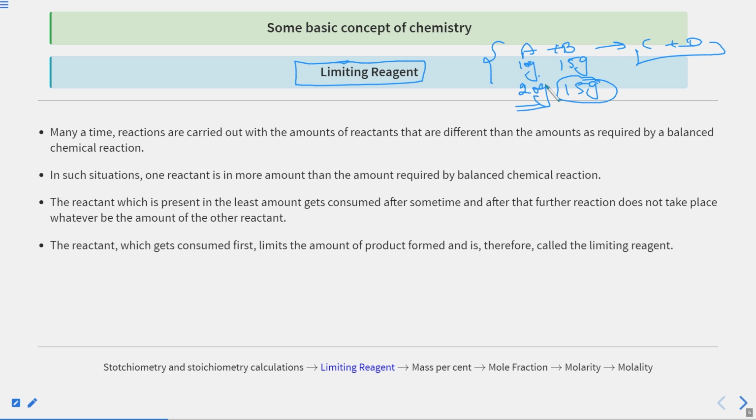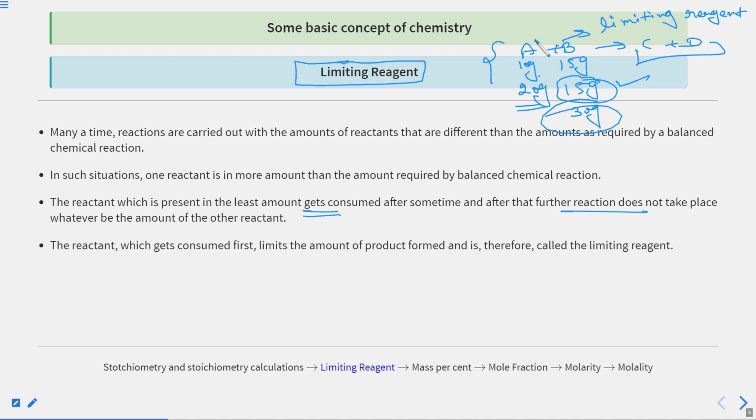After the completion of B, the least amount reactant gets consumed, and then further reaction does not take place. It means this B is acting as a limiting reactant here. Suppose I provide 30 gram of B, it will react with A as well, but I am providing only 15 gram of B, so B will be consumed now. After that, further reaction does not take place. It means B is acting as a limiting reagent, or B will be known as the limiting reactant.